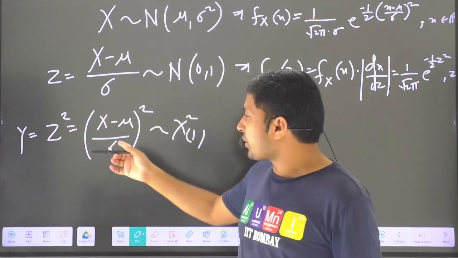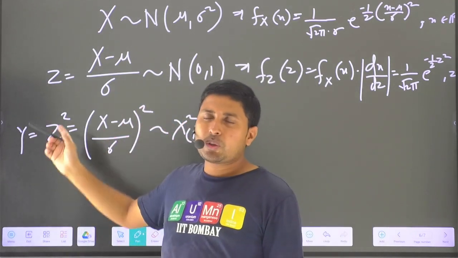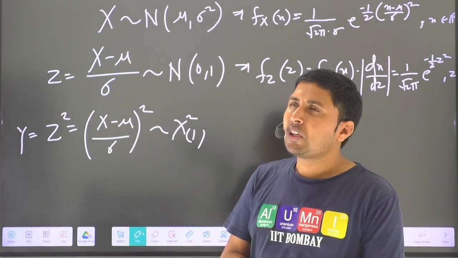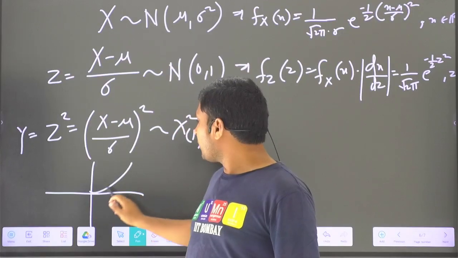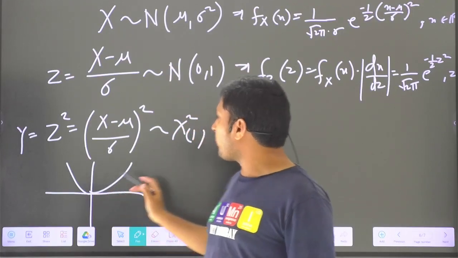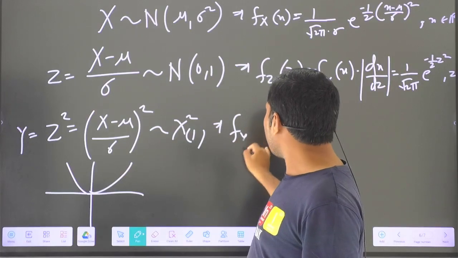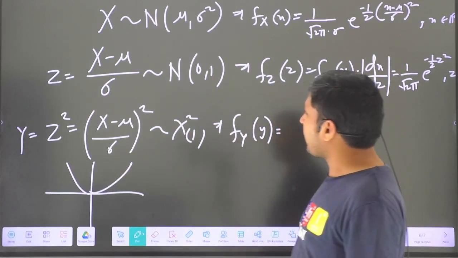But here actually it is not monotonic. Y is equal to z square is not a monotonic function. But it can be broken into two parts, a negative part and a positive part. So I'm writing the formula for how to obtain the PDF of y.